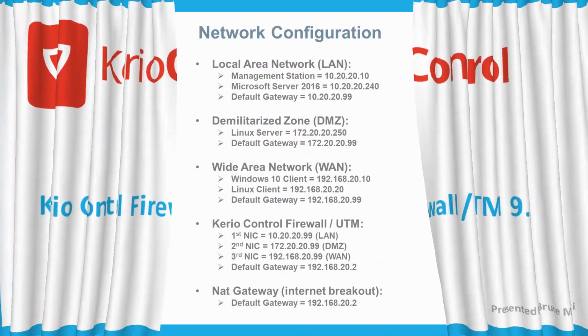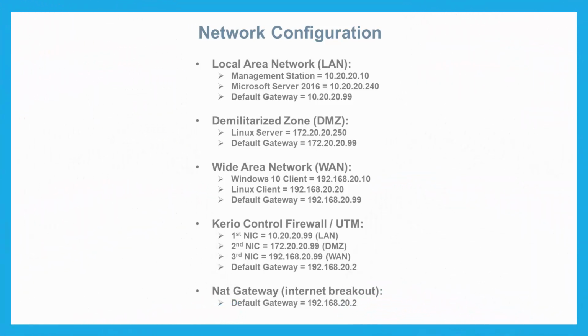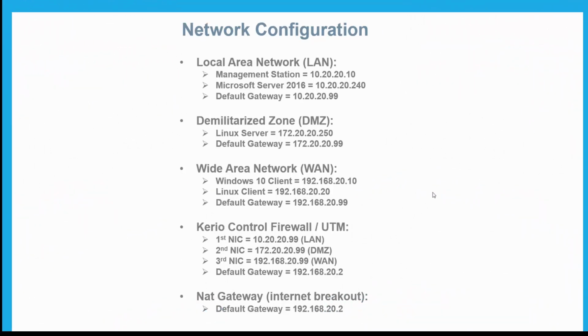Welcome back. In this video tutorial, I'll show you how you can configure your networking. So we've got the local area network with a subnet of 10.20.20.0/24. Within that subnet, I have two hosts. The first host is a management station. In this case, I'll be using an Apple Macintosh. The management station will get an IP of 10.20.20.10. Then I've got the Microsoft Server 2016 that will act as an Active Directory controller.